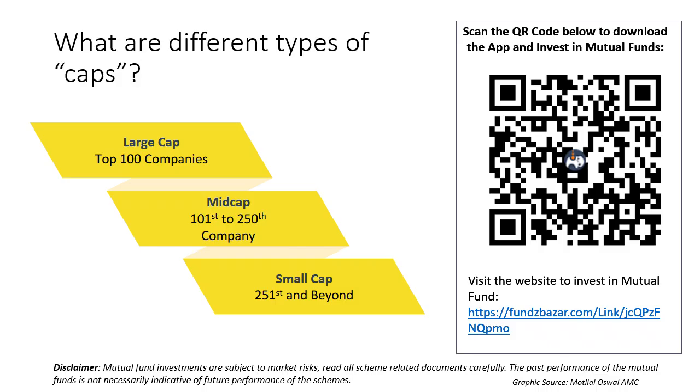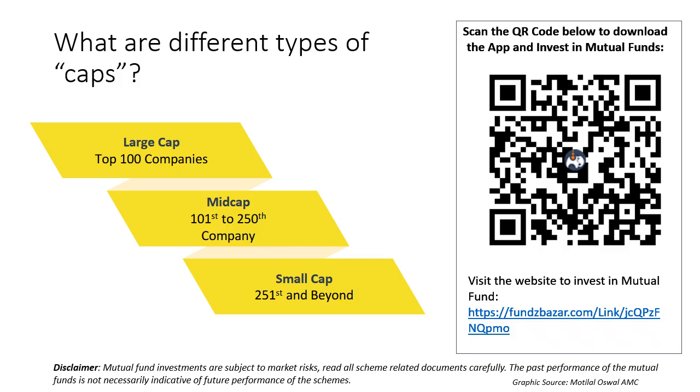Now, cap stands for capitalization, which means market capitalization. Market capitalization is a very simple mathematical formula. Market capitalization is equal to number of shares into price per share, right? So all the companies in the stock market are listed in decreasing order of their market capitalization. What does that mean? Company with the highest market cap is ranked 1, and the company with the lowest market cap is probably ranked 5,000 and above, depending on how many companies are listed on that particular stock exchange.